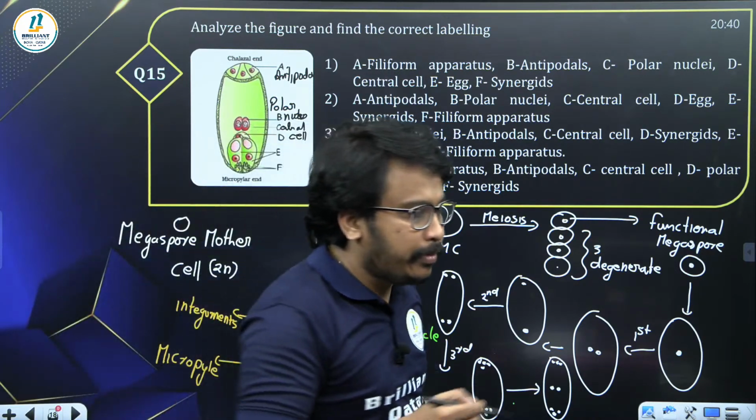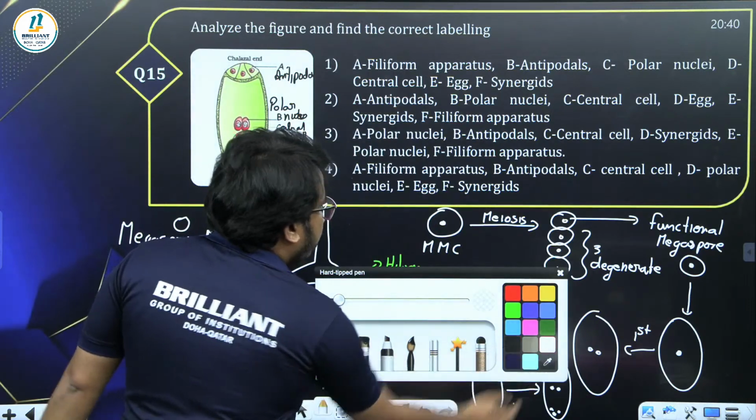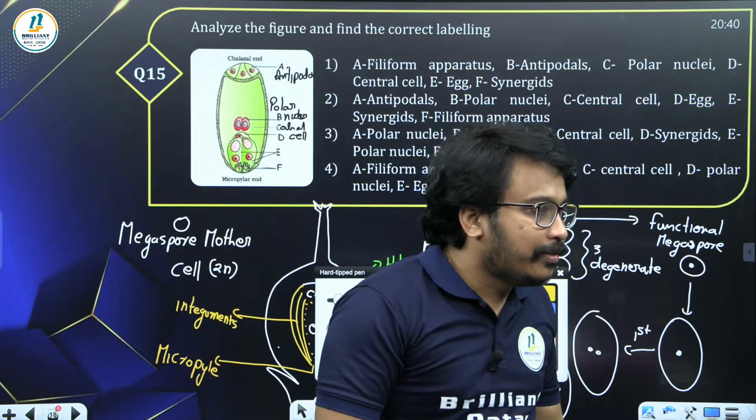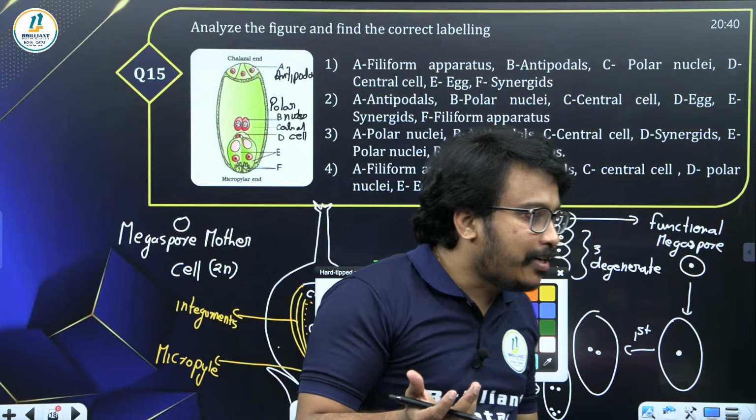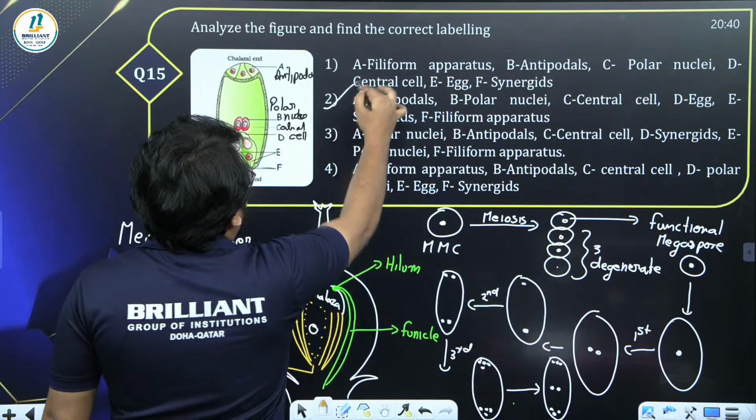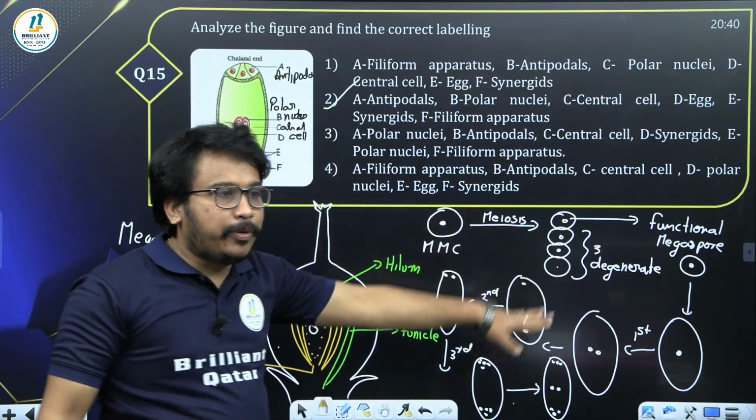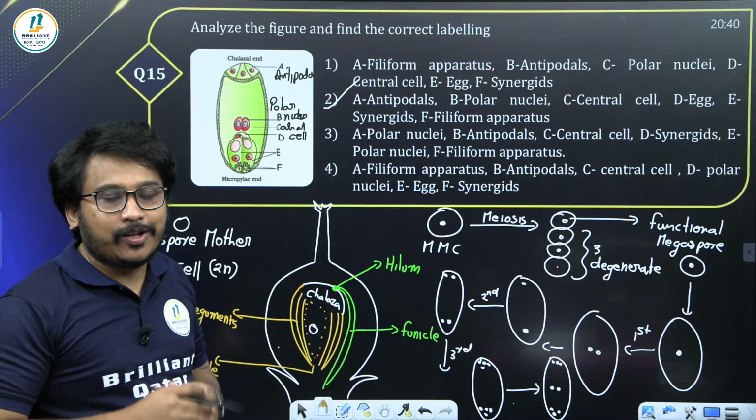So the answer will be, can you comment what the answer is? Tiwari has already commented, the answer is 2. So it is the exact NCERT diagram only. Hope you understood megasporogenesis.